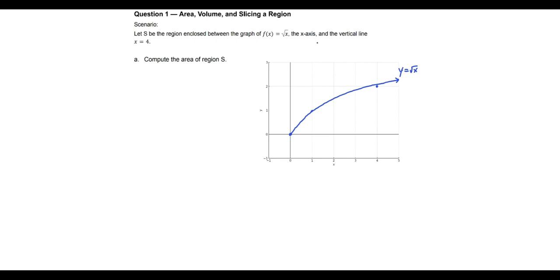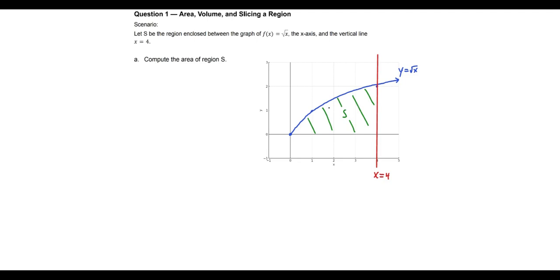Now let's graph the vertical line x equals 4. This will be really easy, just a vertical line right here. So the region S that we're worried about here is going to be this region right here. Right? This is the region bound by the square root of x and the x-axis, which starts over here at 0 and ends at x equals 4.